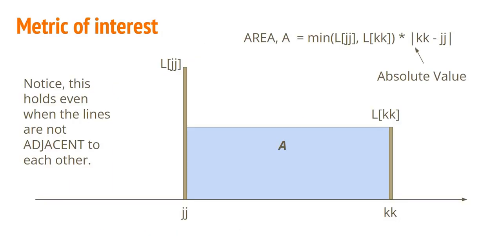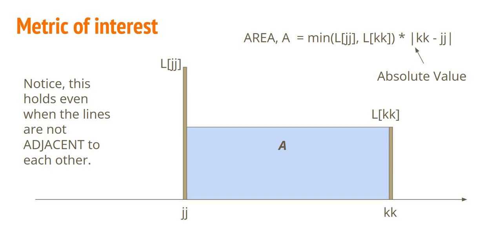Let's analyze this a little bit more carefully. Basically, the metric of interest is the area that is bounded by any two lines. So, for example, jj and kk are my two indices. Remember, these lengths are available to me as a list. So I look at L[jj], I look at L[kk]. The metric of interest is, between these two lines, what is the area that is bounded? And that area is going to be given by the minimum of L[jj] and L[kk], whichever is the smaller length, multiplied by the absolute value of kk minus jj. Absolute value is basically the positive part of the difference.